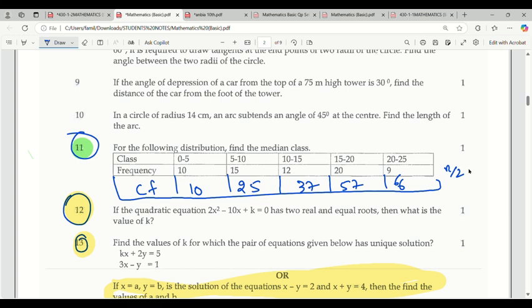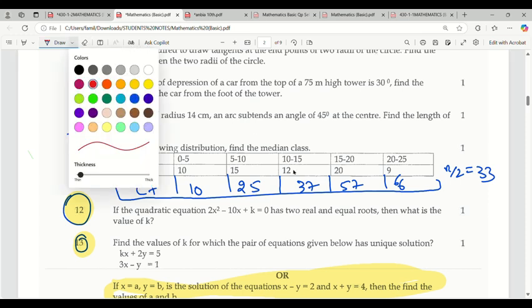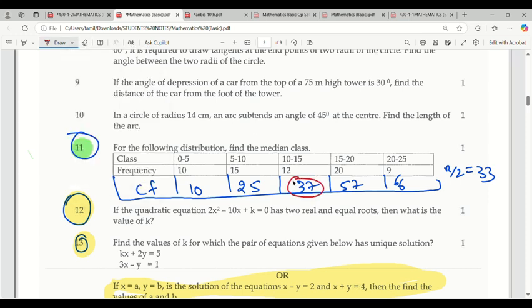Exactly after 33, n by 2 is what? 33. The number which is exactly after, greater than 33, will be 37. This is the number which is greater than 33, exactly after 33. After 33 this one is greater, then after this 57, then after this 66, right? Now say in that way only. So after 33 we are having 37 as the greater one, right?